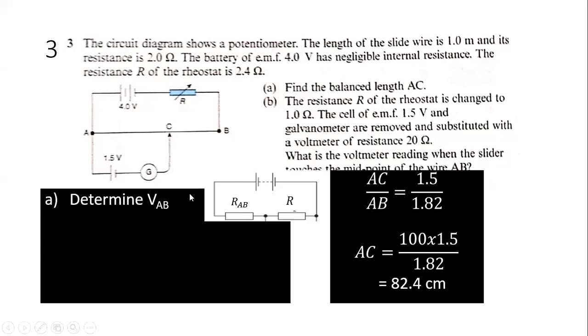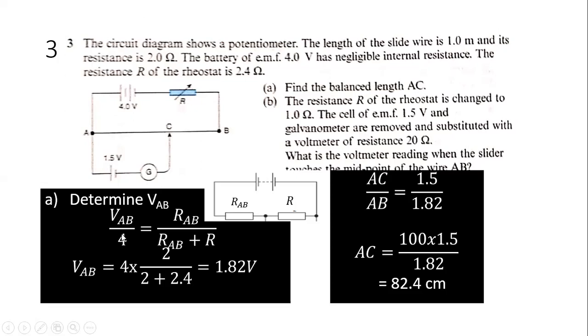Okay, we have to determine your VAB first. So you can replace that wire with that resistance, and then there's your resistance there. So find your VAB first. Use your potential divider formula. The potential across VAB over that is just RAB against that total resistance. The 4 is there. And then you get 1.82.